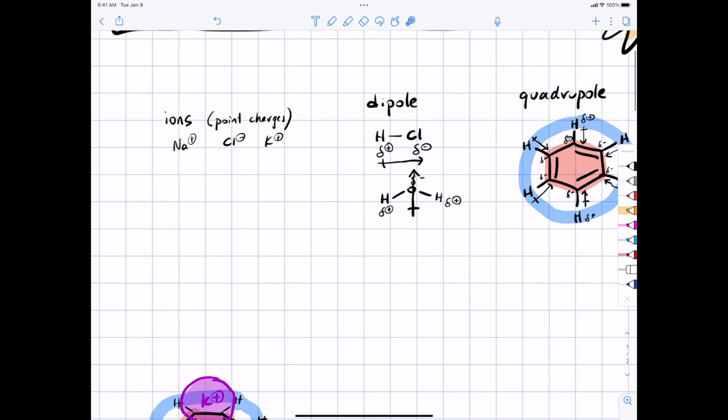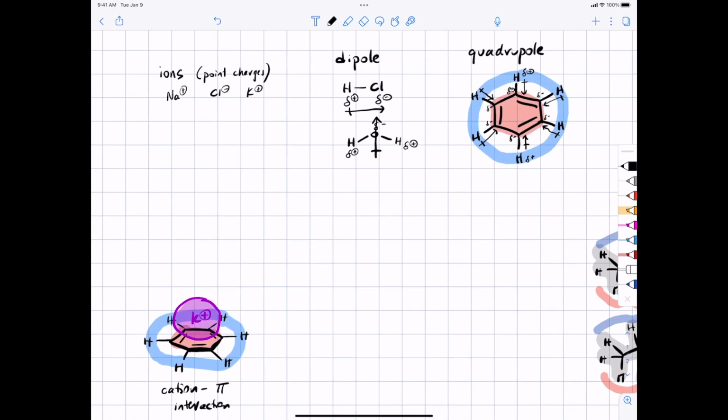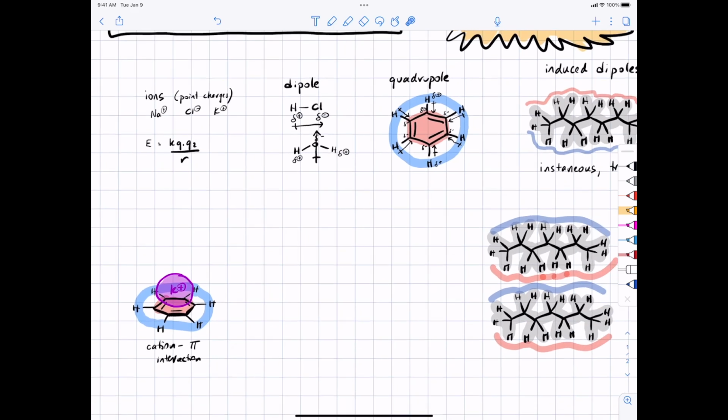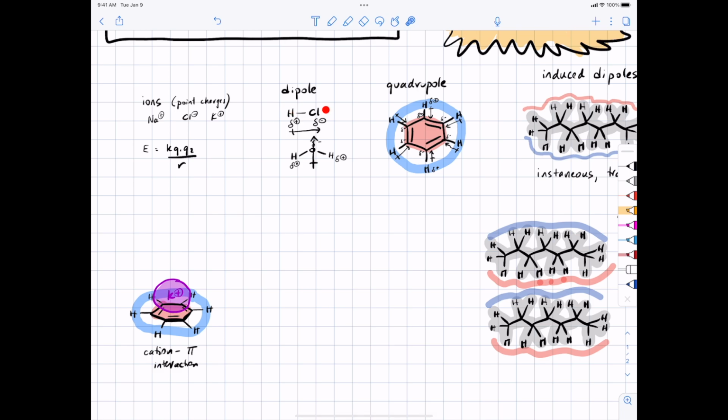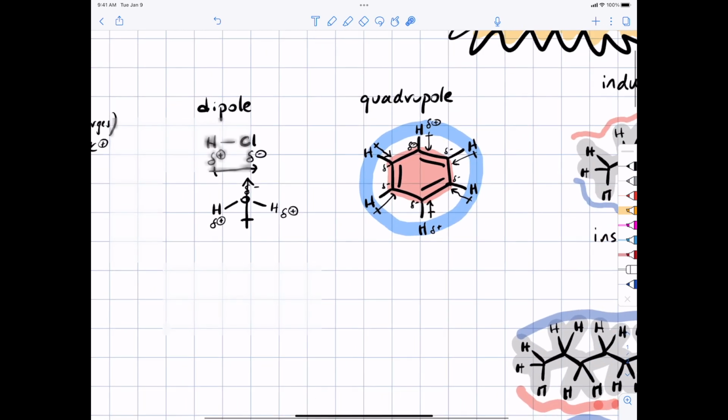With ions, you might expect stronger interactions if there was more charge. You might also expect stronger interactions if the ions are closer to each other. Don't write this down, please, but Coulomb's law tells you that the strength of the interaction depends on the two charges and on the radius between the two. So ionic interactions get weaker as you move them farther apart. Dipole interactions are going to depend on the difference in electronegativity between the two atoms. The dipole will be stronger if there's a bigger difference.